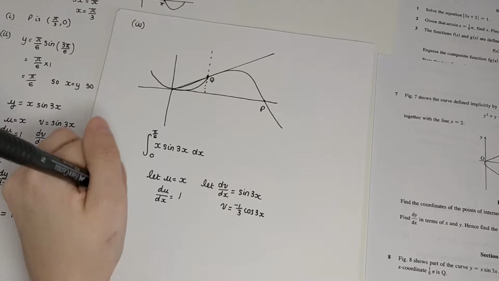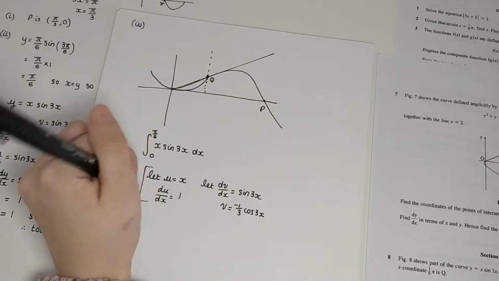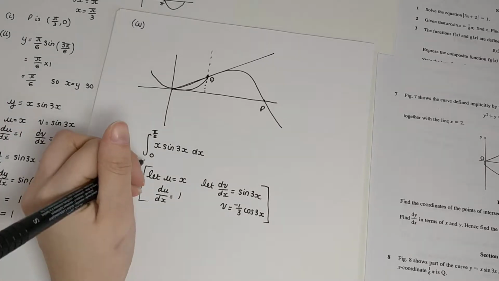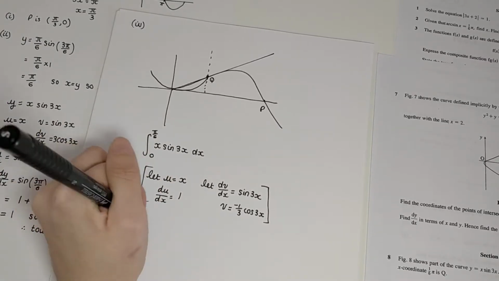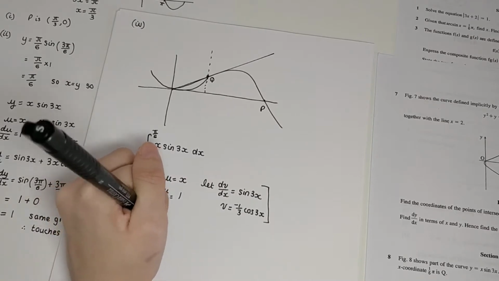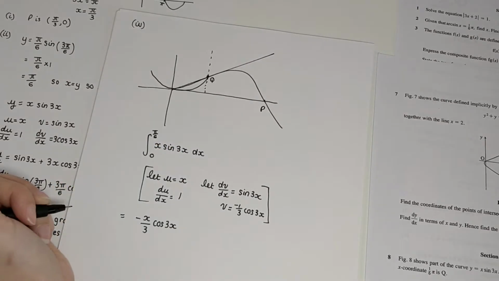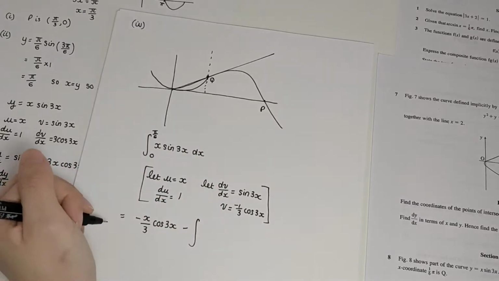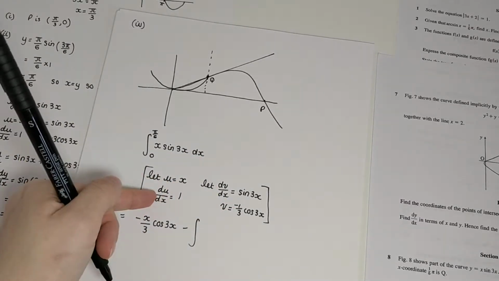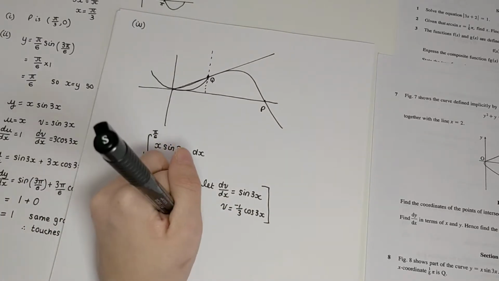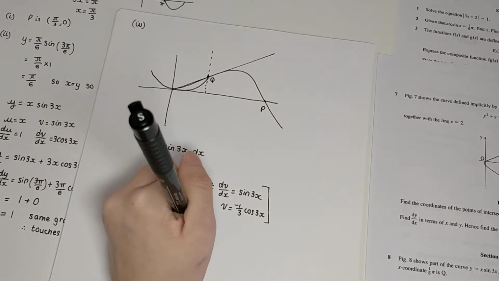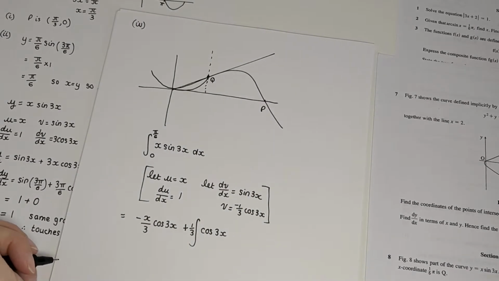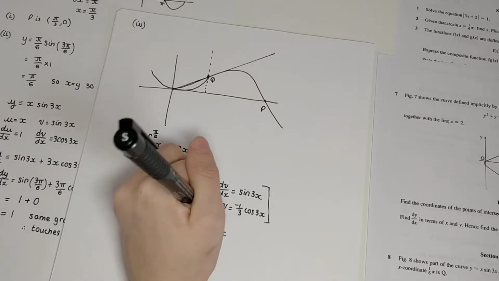Okay, so let's just bracket that off so I can write equals uv minus integral of v du by dx. I tell you what, I'm going to put the minus there and the third there, just to make my life easier. And the limits need to go here.